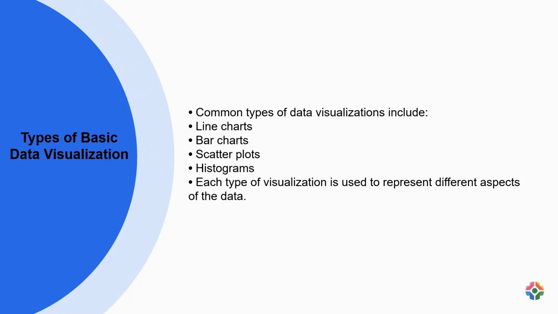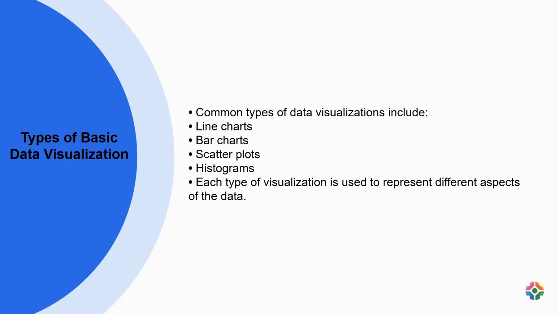Data visualizations are powerful tools for representing data in a clear and understandable manner. Line charts are commonly used to show trends over time, such as sales growth. Bar charts are effective in comparing values across different categories, like comparing revenue from different product lines. Scatter plots are useful for displaying relationships between two variables, like studying the correlation between temperature and ice cream sales.